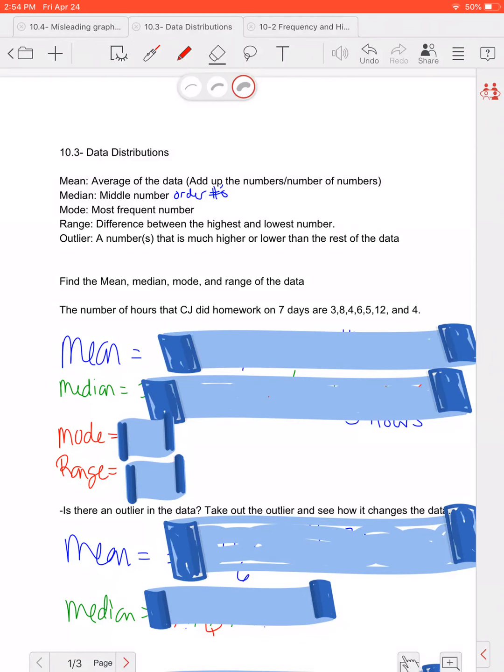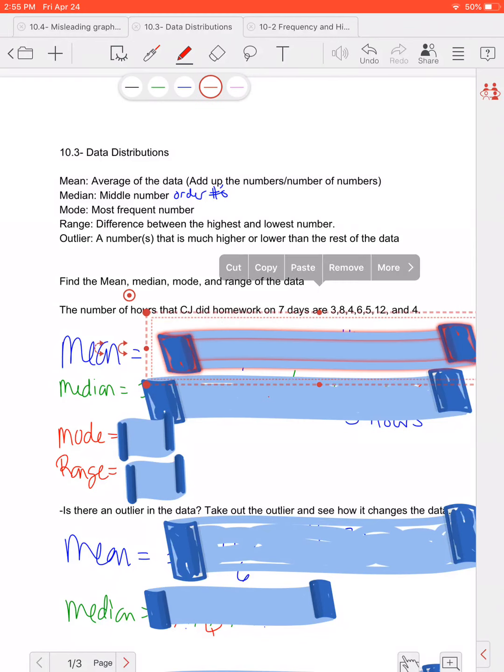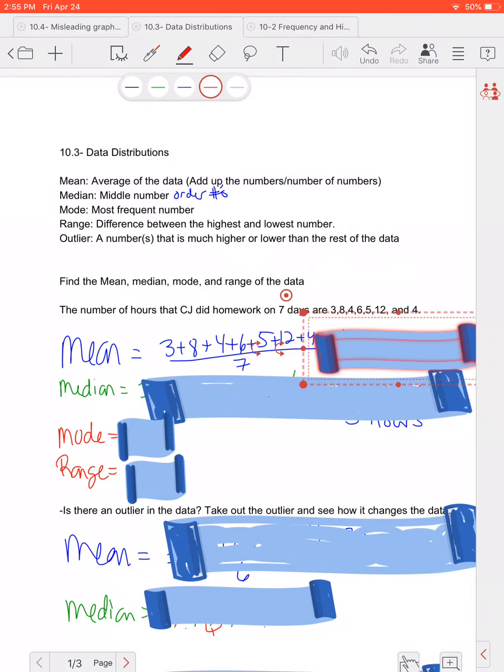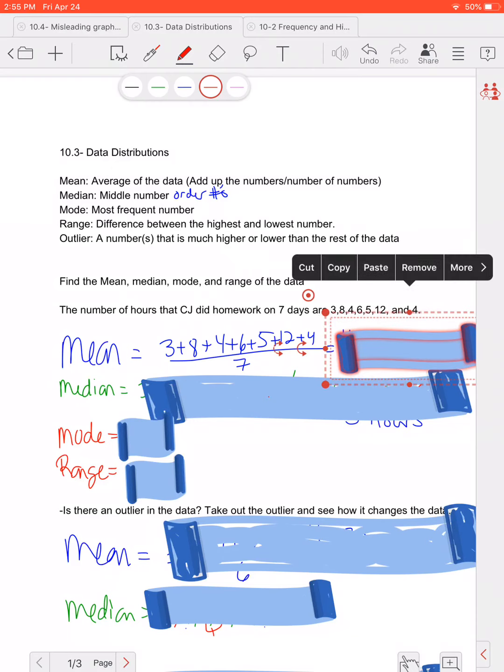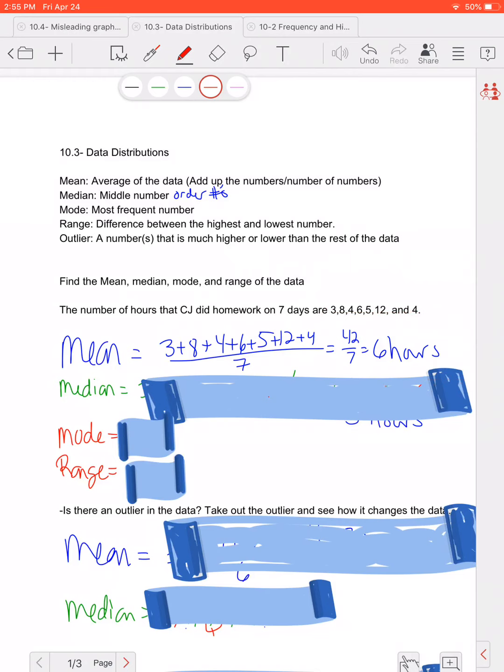So the mean, remember when we are finding the mean, we are going to add up all the numbers and divide by how many we have, which I have written out for us. So we have 3 plus 8 plus 4 plus 6 plus 5 plus 12 plus 4, all divided by 7 because we have 7 pieces of data. So that would add up to 42 divided by 7, which is 6 hours. So CJ is spending an average of 6 hours a night on his homework.